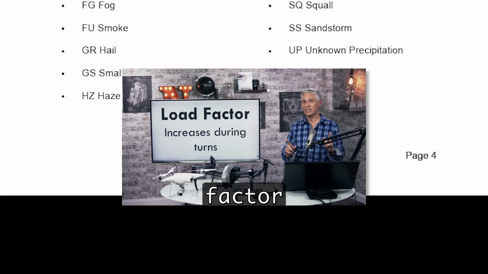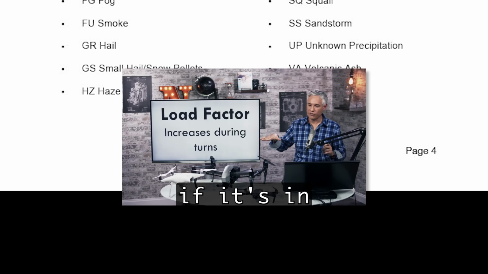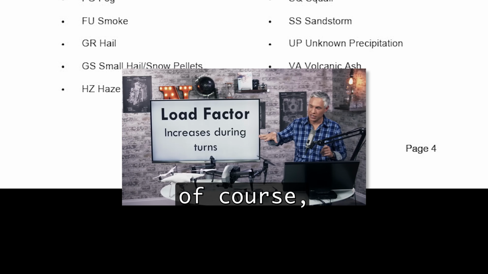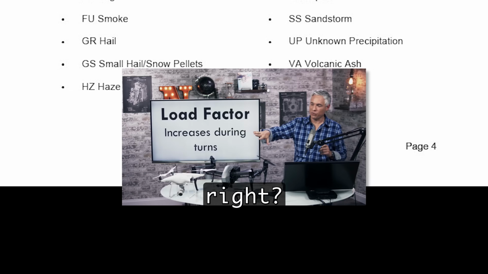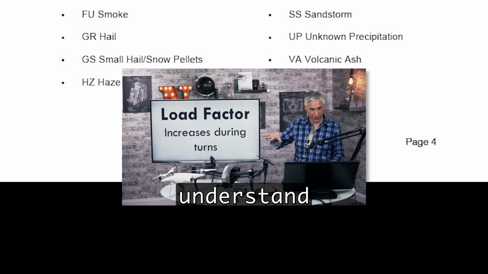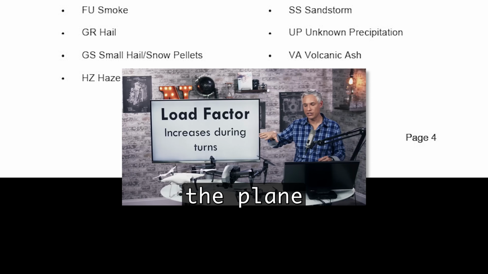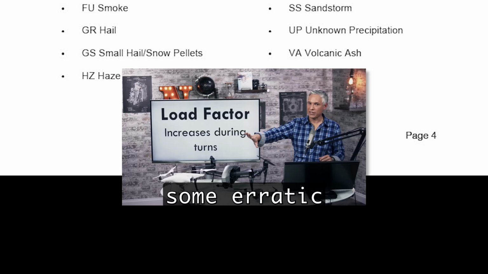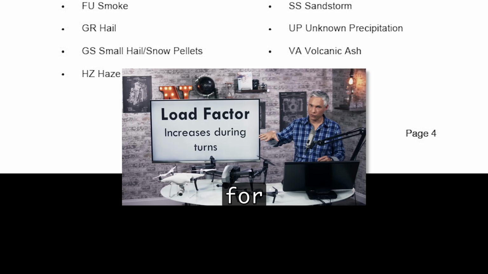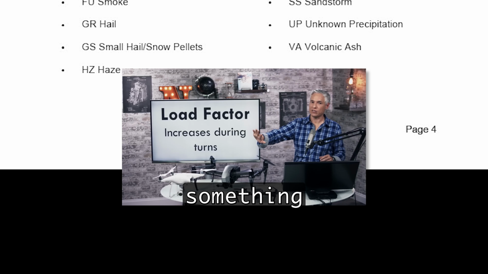The load factor is basically how much pressure is on an airplane. Now, if it's in a heavy bank, of course, that's adding some G's to it, right? You're putting more pressure on it. And they want you to understand that. It increases during turns, and that can cause the plane to do some erratic stuff. You might exceed the load factor for the airplane if you have a bunch of weight on it and you're banking heavily, something like that.